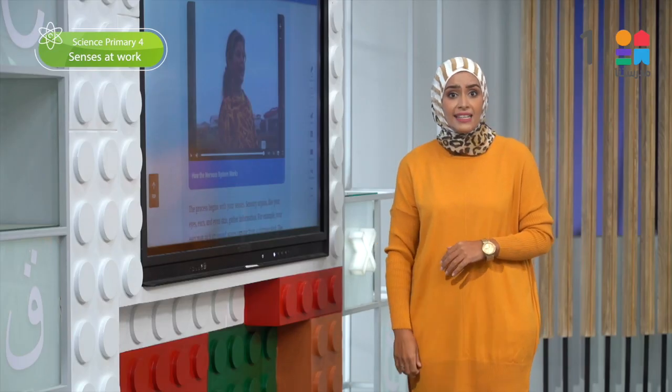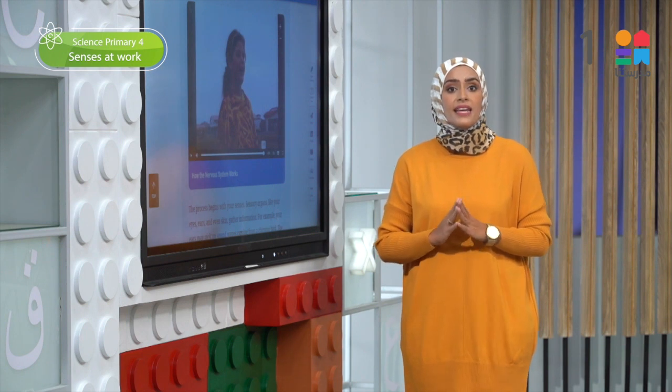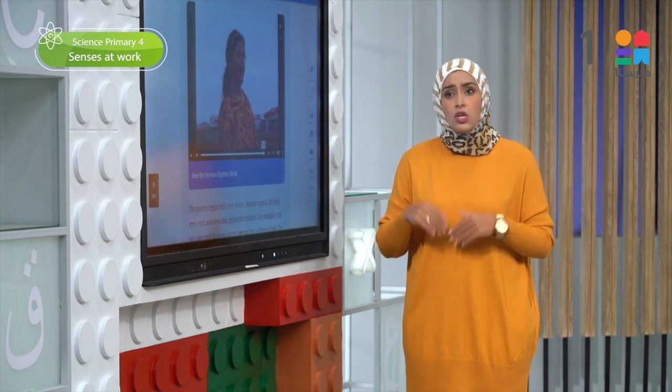Haven't that reminded you of something in our previous lesson? Exactly. This is what happened in the reaction time experiment. Your eyes saw the meter stick while it is dropped and sent a signal to your brain. And your brain told your hand to respond. So it catches the meter stick before it falls to the ground.